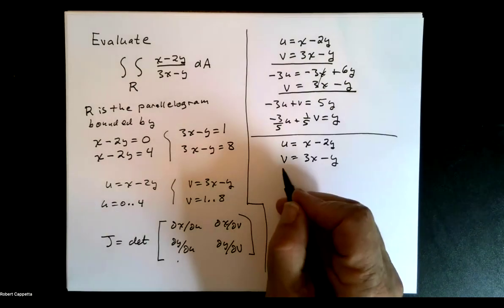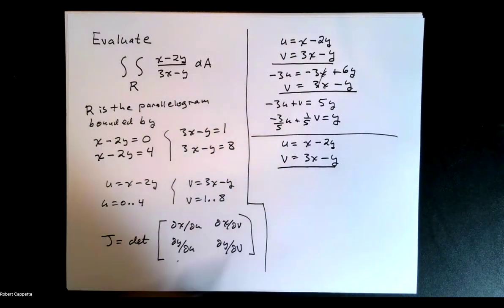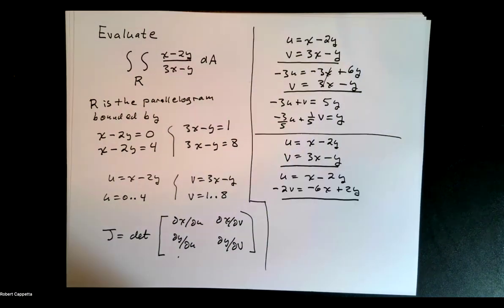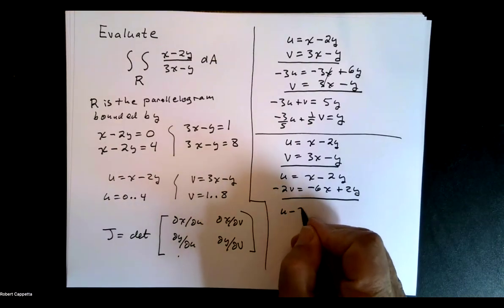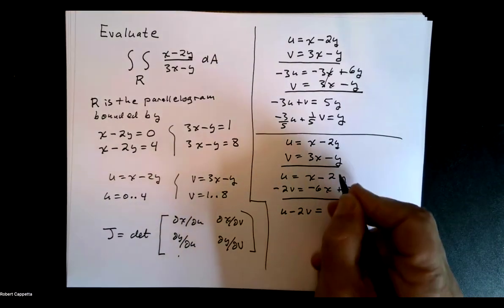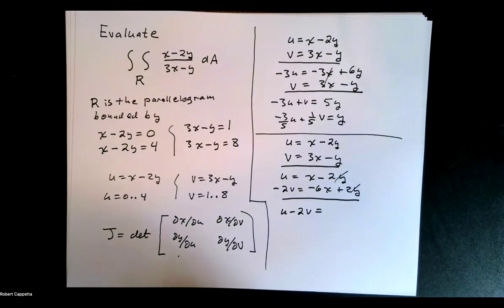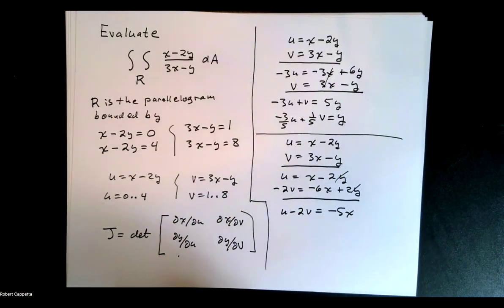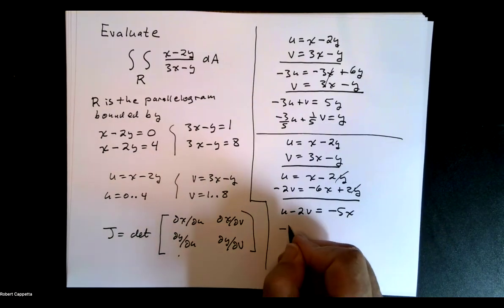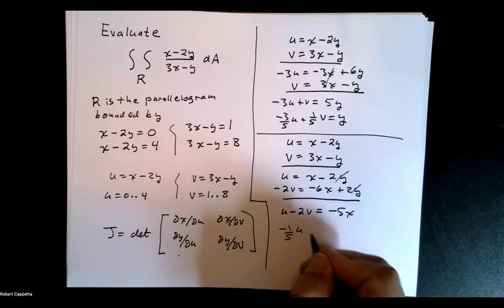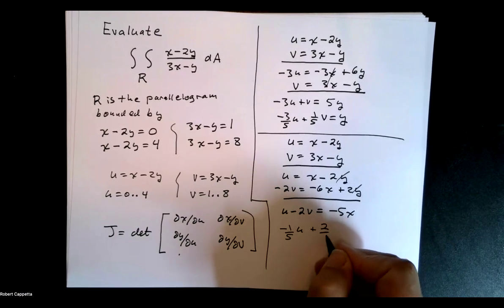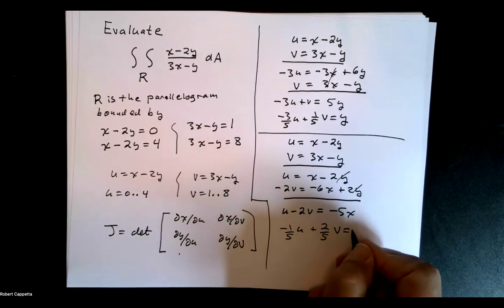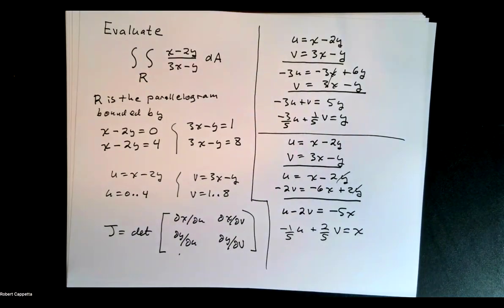To eliminate the y's, I'm going to multiply v by −2. It becomes u − 2v. You'll notice the y's subtract out. 1x − 6x is −5x. And then dividing by −5, that will give me −1/5 u + 2/5 v equals x.